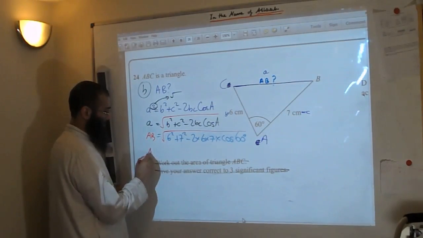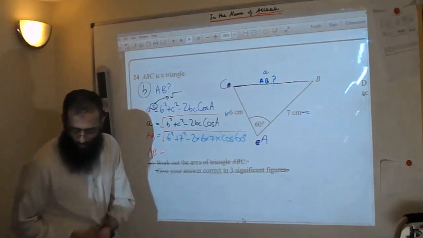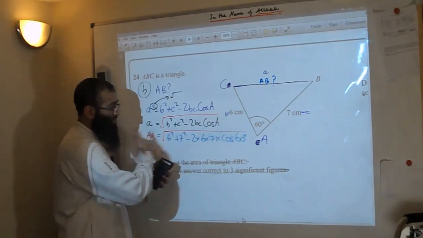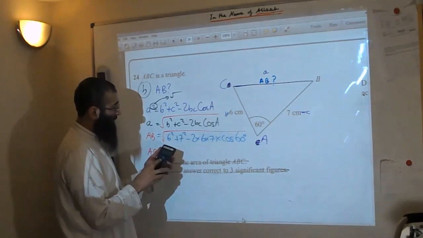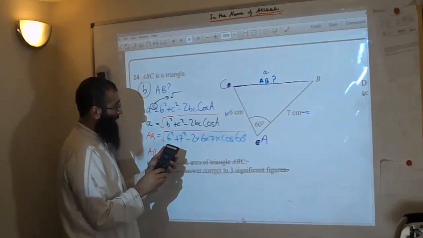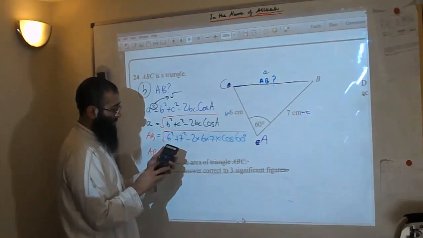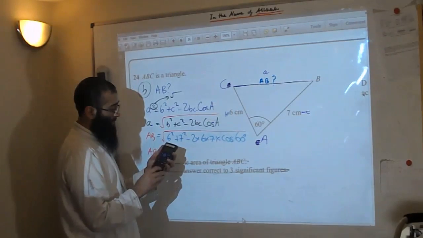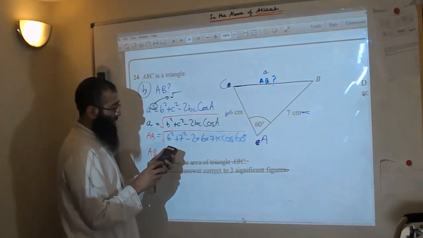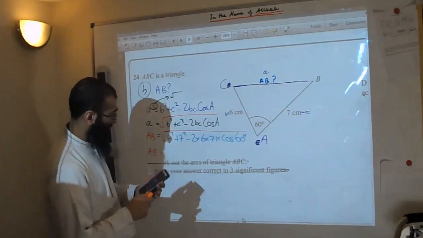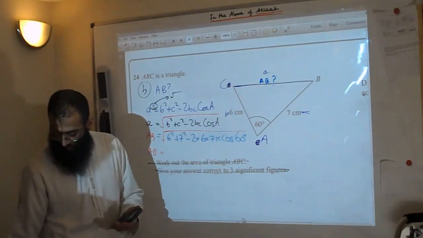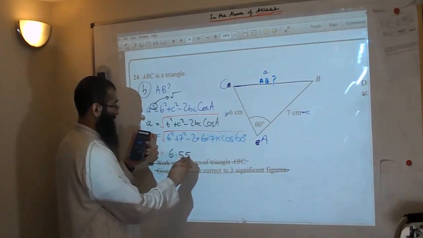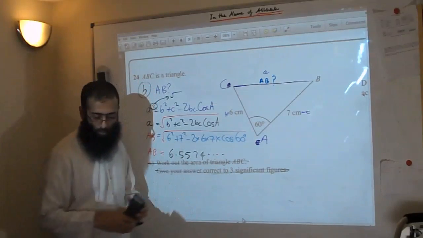Replace a by ab, that's what we want to look at. Grab your calculators, put the square root sign in first, and type in everything that you see here: 6 squared, add 7 squared, minus 2 times 6 times 7 times cos of 60, close the brackets, press equals. That gives me root 43, which is 6.557, and so on.